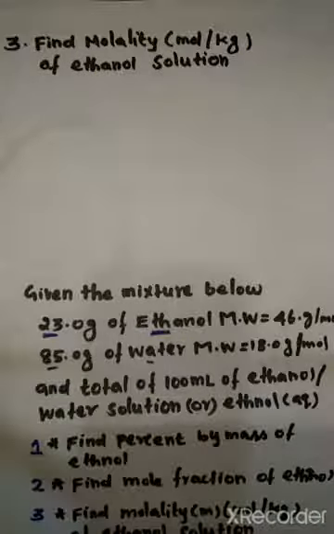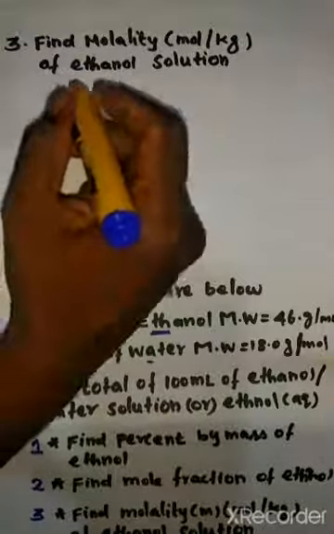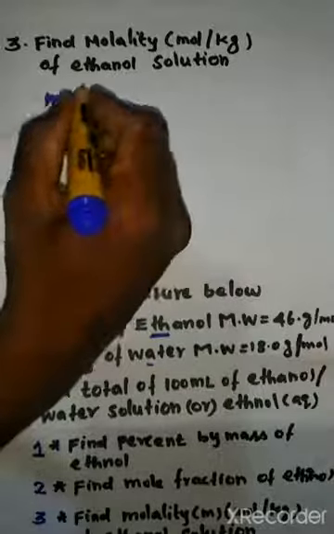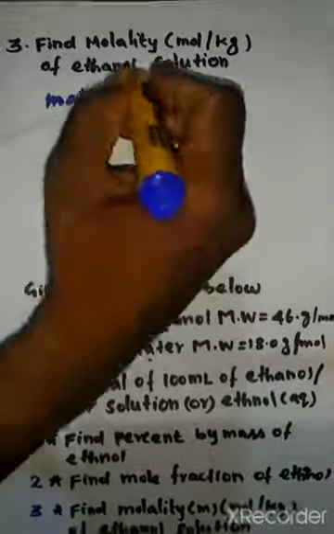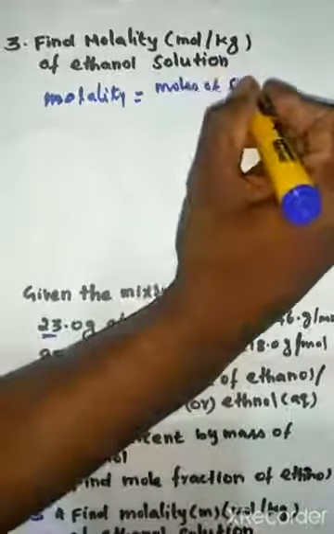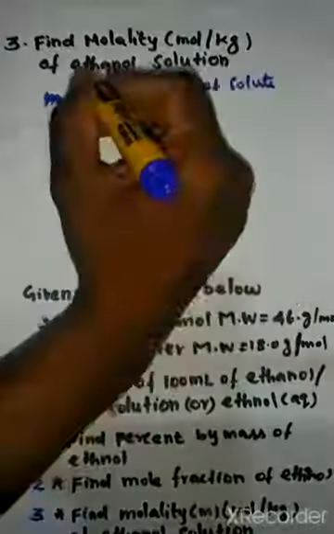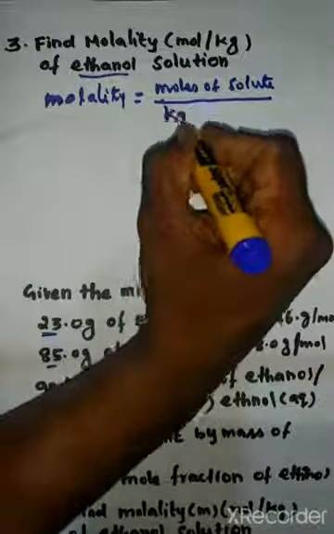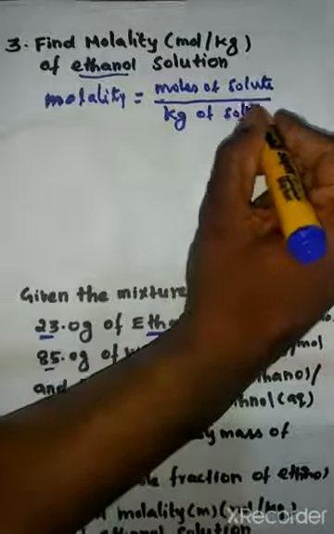Now we shall move on to the next question. The next question is: find the molality of the ethanol solution. Here we need to find out the molality. We know the formula for the molality. Molality is defined as moles of solute, here the solute is ethanol, divided by kilogram of solvent.